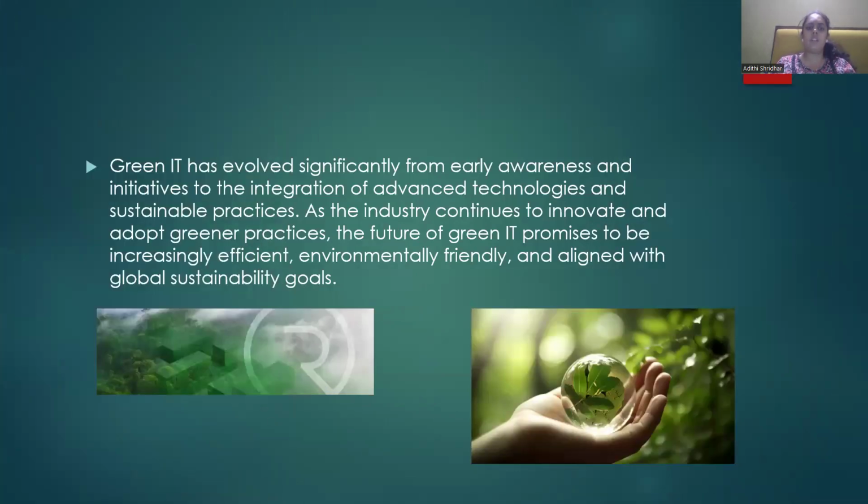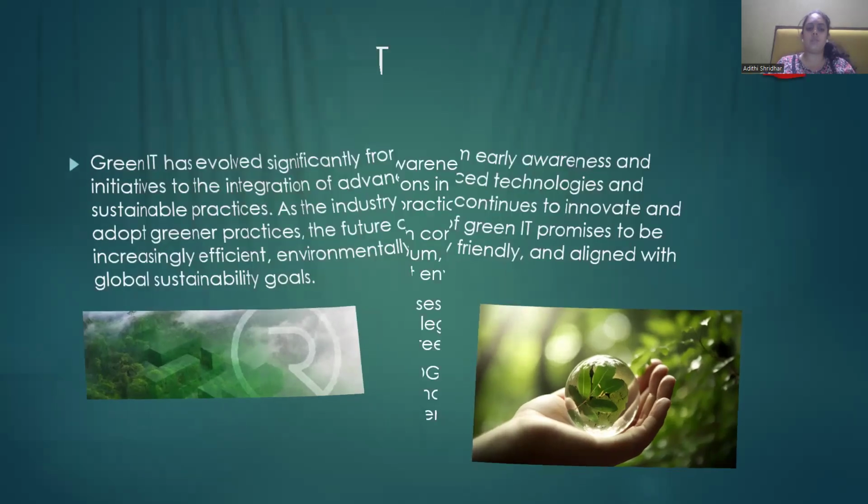Green IT has evolved significantly from early awareness and initiatives to the integration of advanced technologies and sustainable practices. As the industry continues to innovate and adopt greener practices, the future of green IT promises to be increasingly efficient, environmentally friendly, and aligned with global sustainability goals.